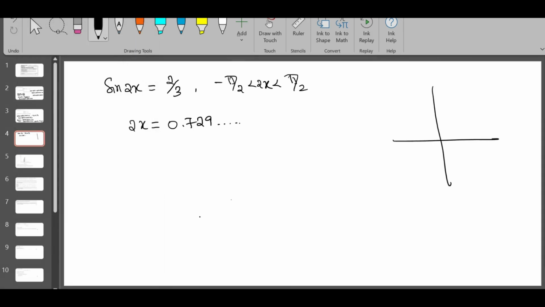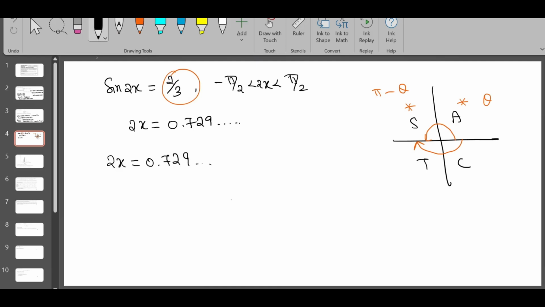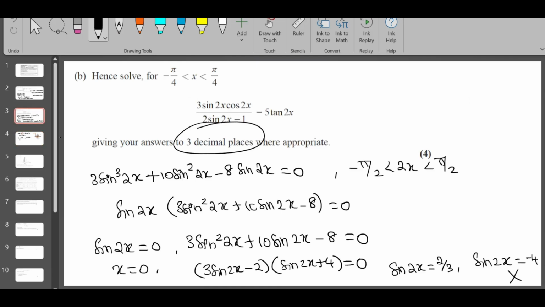Now use the CAST diagram or ASTC diagram. The limit is 0 to pi over 2 and 0 to minus pi over 2, right? You have to look for a quadrant where sine theta is positive, only here and here. So it's theta and pi minus theta. So 2x is equal to theta, the original principal value, and pi minus theta. Get these values, divide by 2 and round to 3 decimal places.